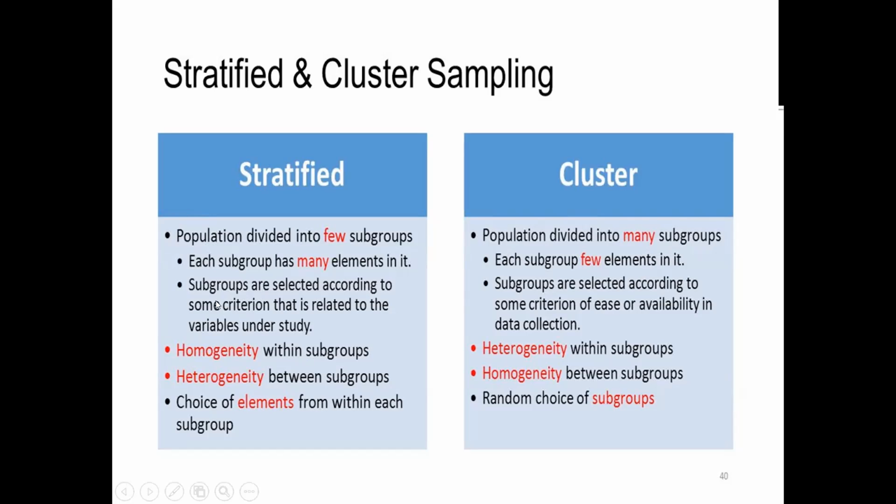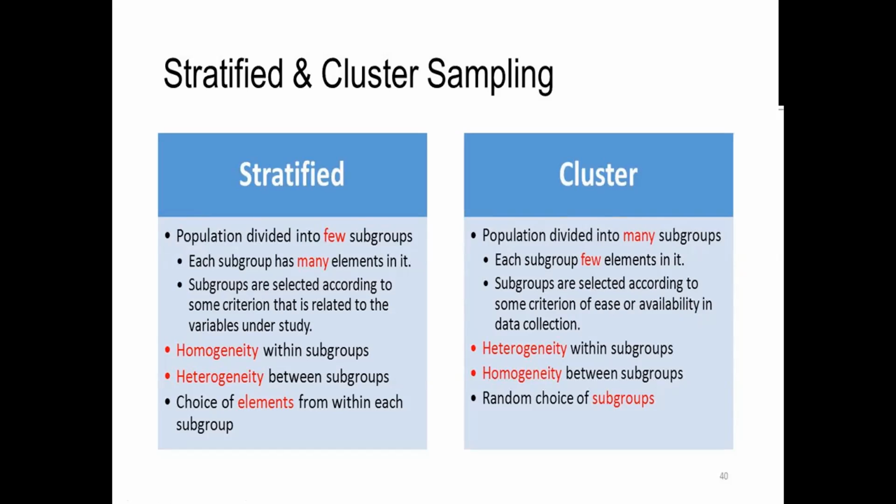In stratified, subgroups are selected according to some criterion that is related to the variable under study. Here, subgroups are selected according to some criteria of ease or availability in data collection. This is very important, because there are so many IITs or so many offices of a particular organization, and it is not very convenient to reach out to all of them for collecting data, we move to cluster sampling. So we are just picking a few of the subgroups. We are not even collecting data from all the subgroups.